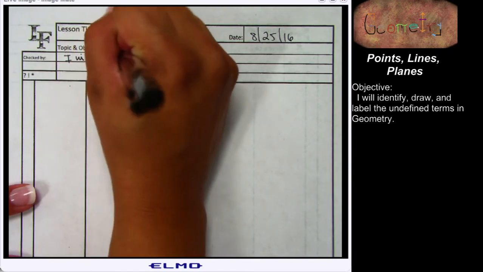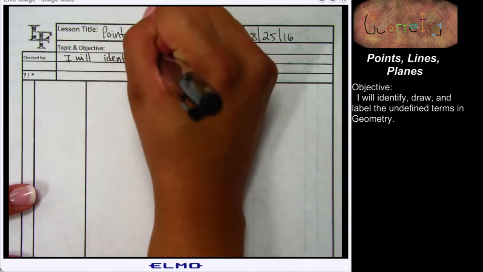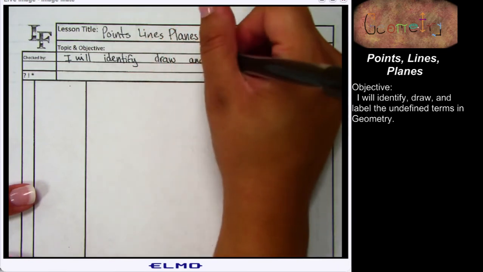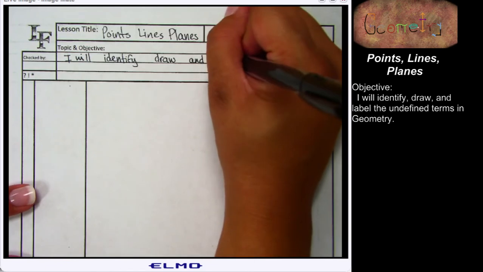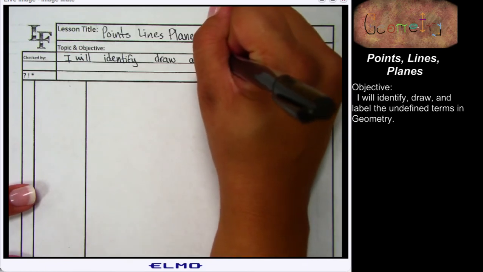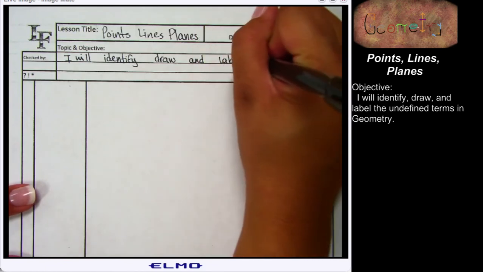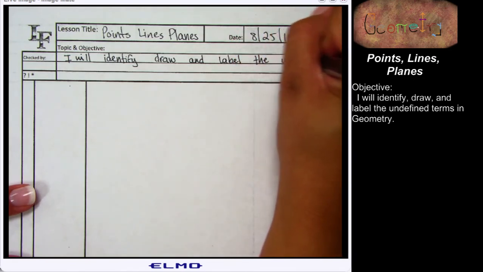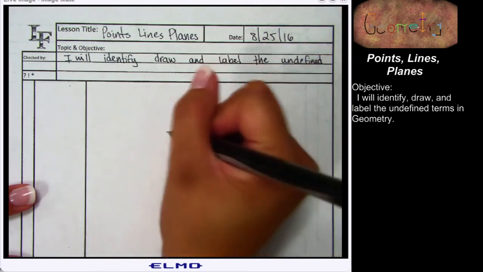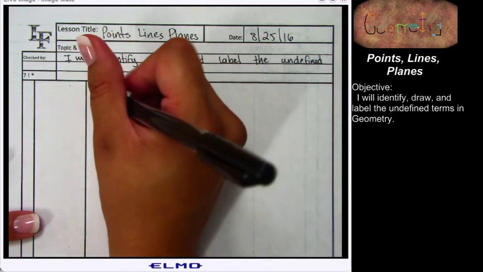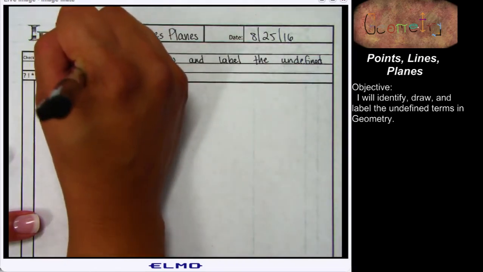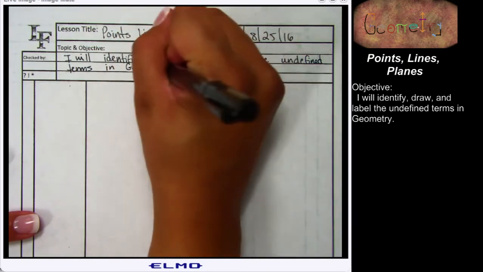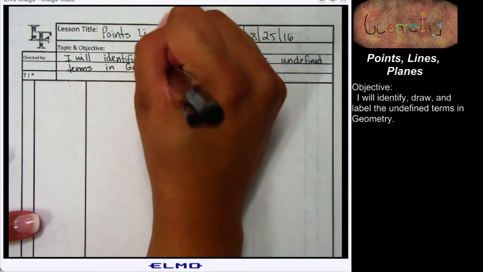to please read the title and the title only? Title, please. I will identify, draw, and label the undefined terms of geometry. Nice. Thank you for reading the objective. Can I get someone to read the title for me? Someone else, to read the lesson title, right above the objective. Points, lines, planes. Beautiful. So that's what we're going to be working on today. We're going to be talking about points, lines, and planes. And we will be identifying, drawing, and labeling them.